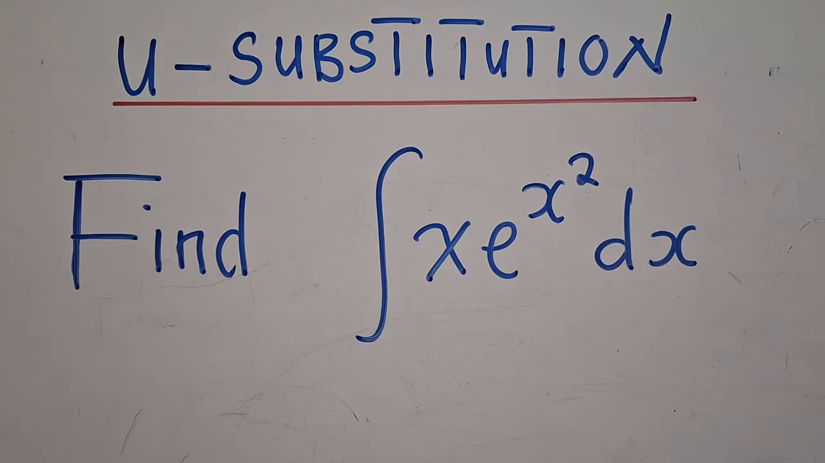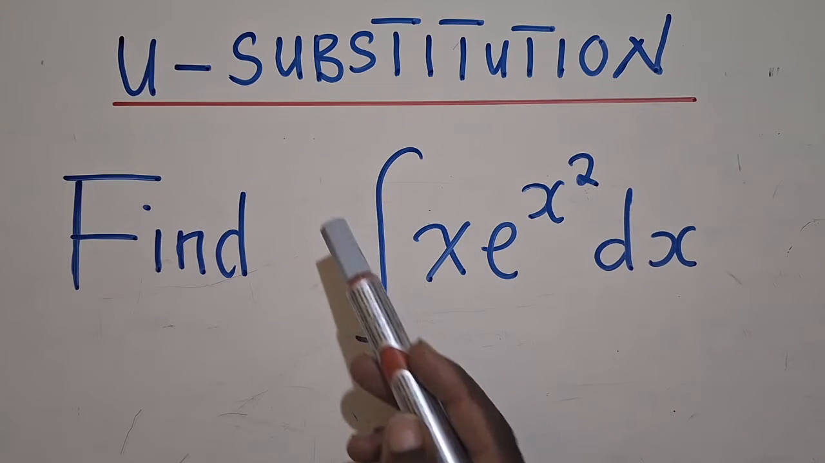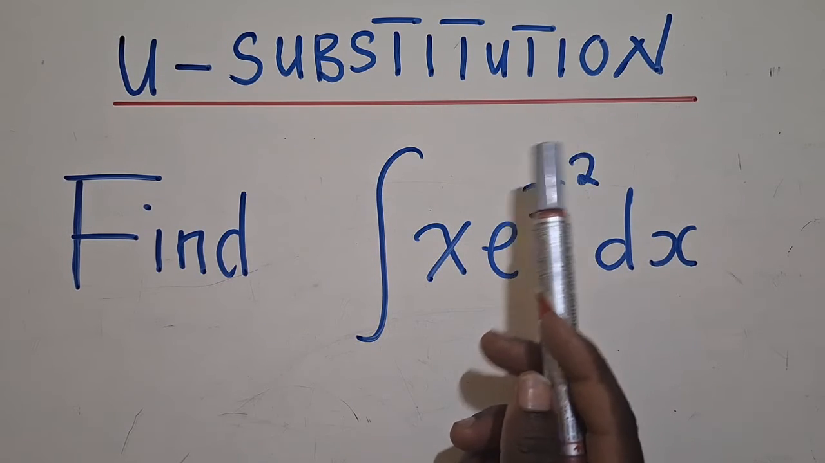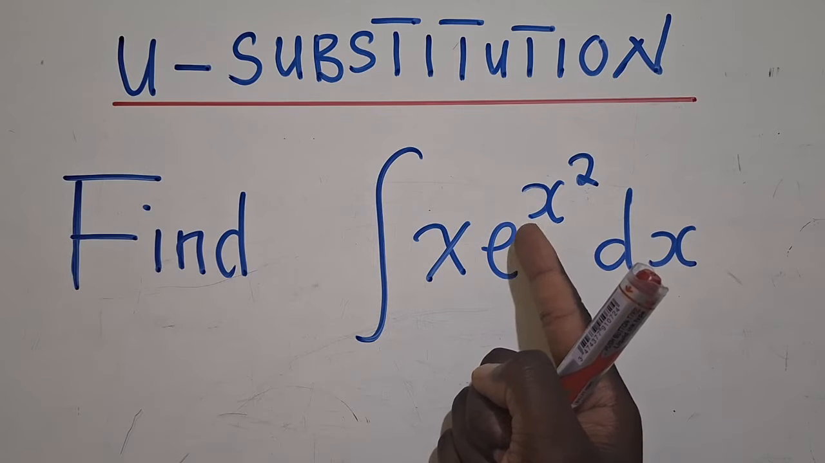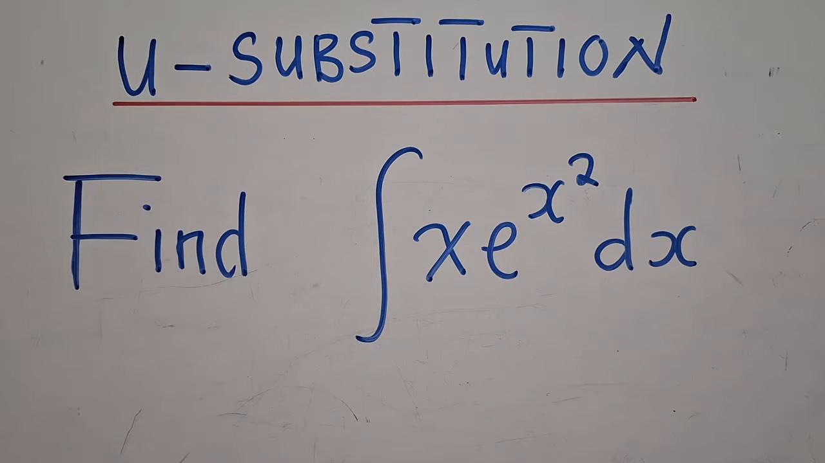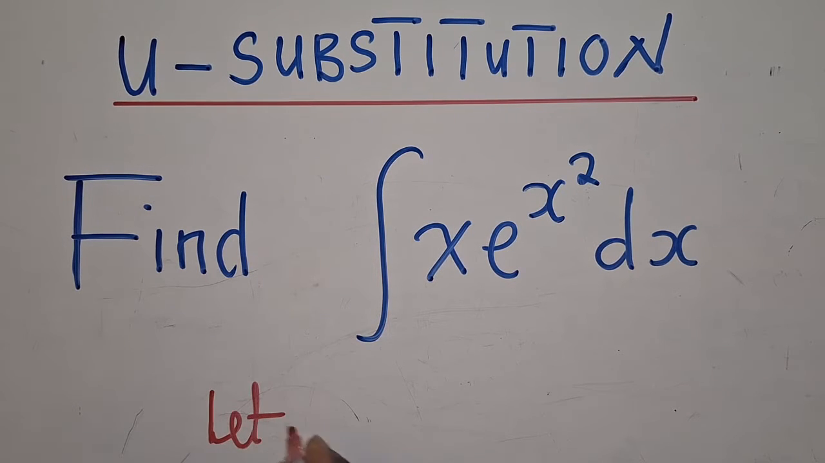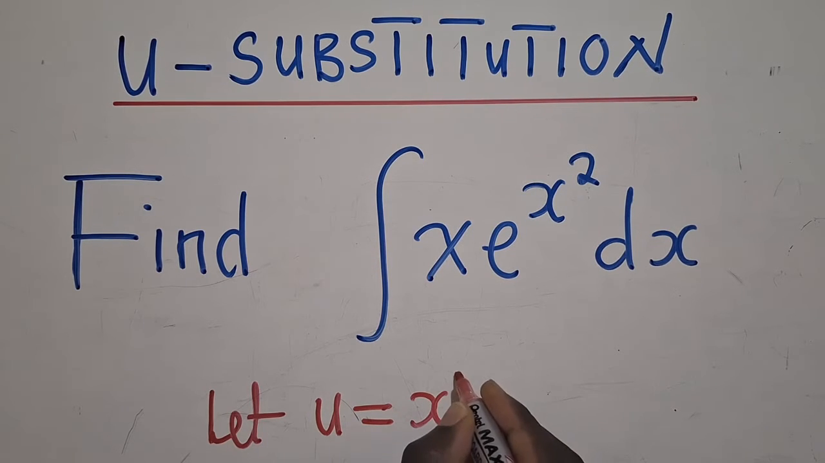Okay, so here we are supposed to use what we call U substitution. And in this U substitution, we need to get the power which is right here. And this power is x power 2. We let it be equal to U. That's where the name U substitution comes from. So this is what I mean. We say U is equal to x power 2.